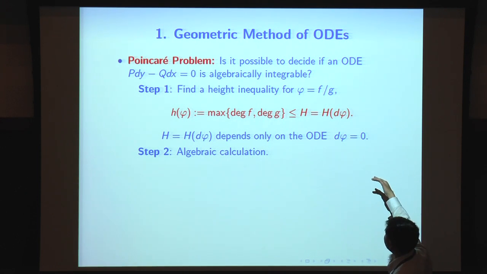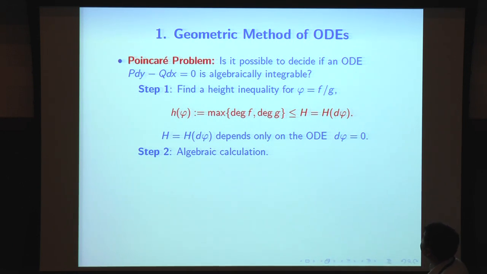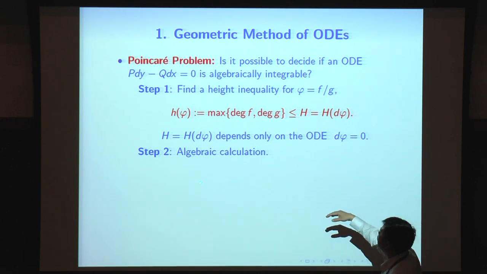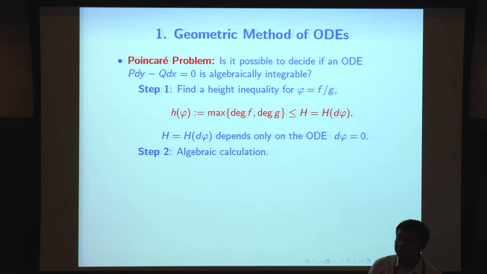What is the upper bound? The upper bound is a constant that depends only on the ODE corresponding to the function. So we use the notation height inequality: the upper bound depends only on the differential equation. The second step is just algebraic calculation, because if you know the upper bound of the degree of phi for the algebraic solution, you can check directly if phi is a solution of the equation. Okay, this is the idea of Poincaré.